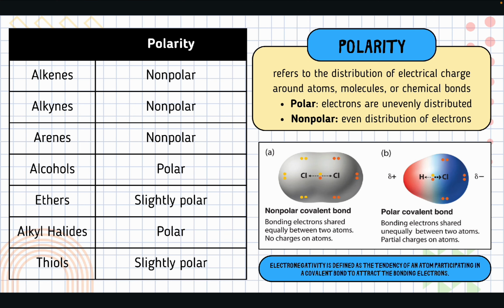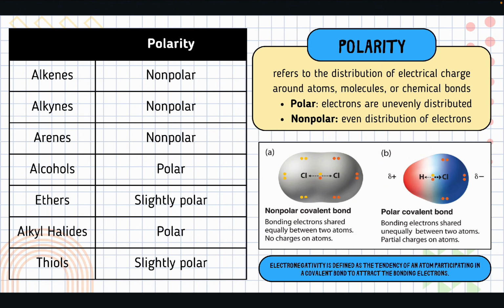Okay, so more importantly, let's discuss polarity. When we say polarity, it refers again to the distribution of electrical charge around atoms. If you have an uneven distribution of electrical charge, they are polar. If you have an even distribution of electrons, they are nonpolar. Consider Cl2. Cl2 is nonpolar because the atoms have the same electronegativity, so there's no uneven distribution of electrons.